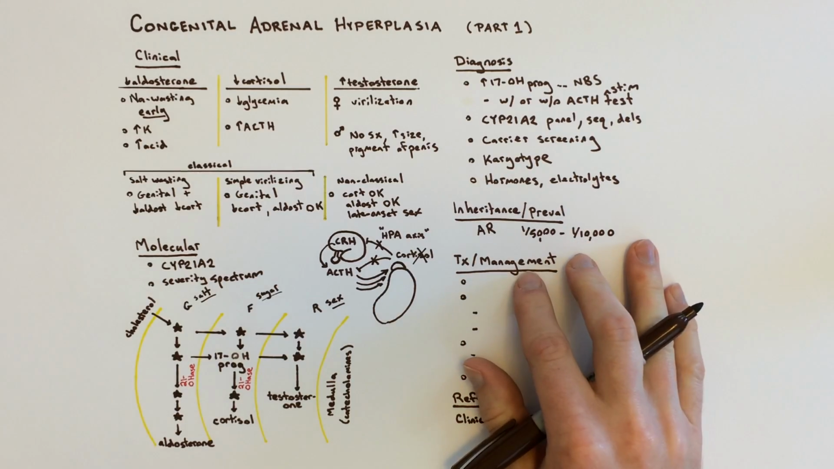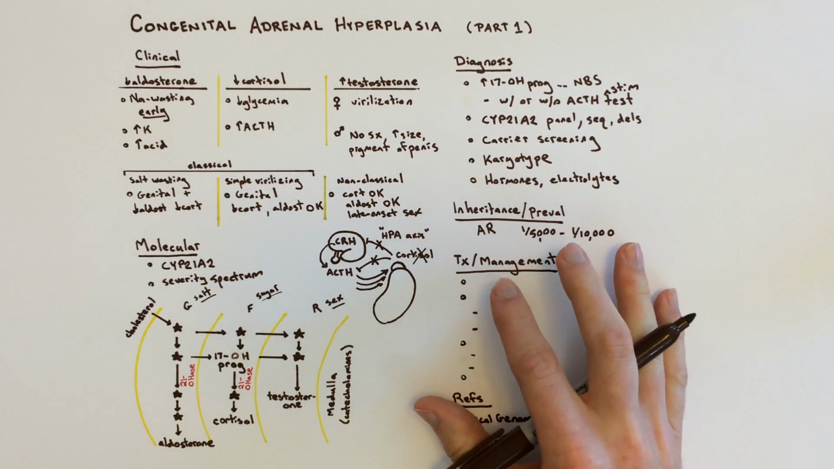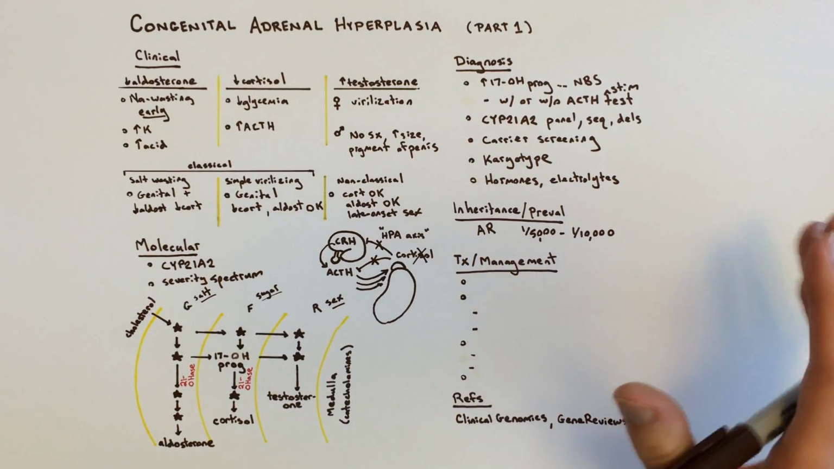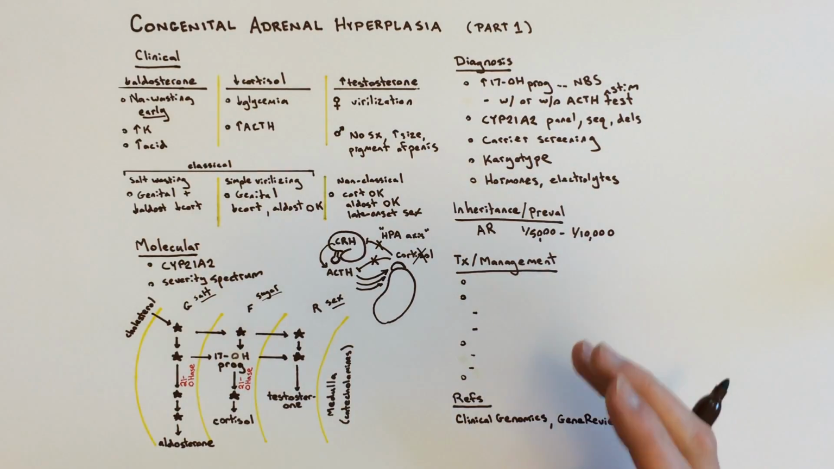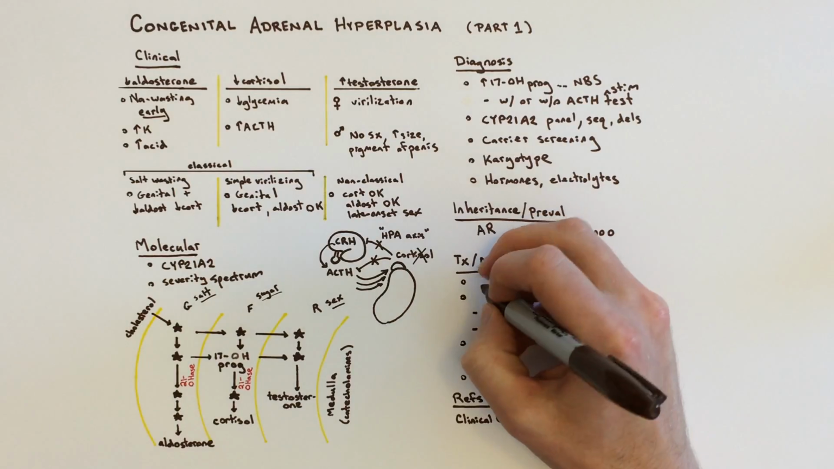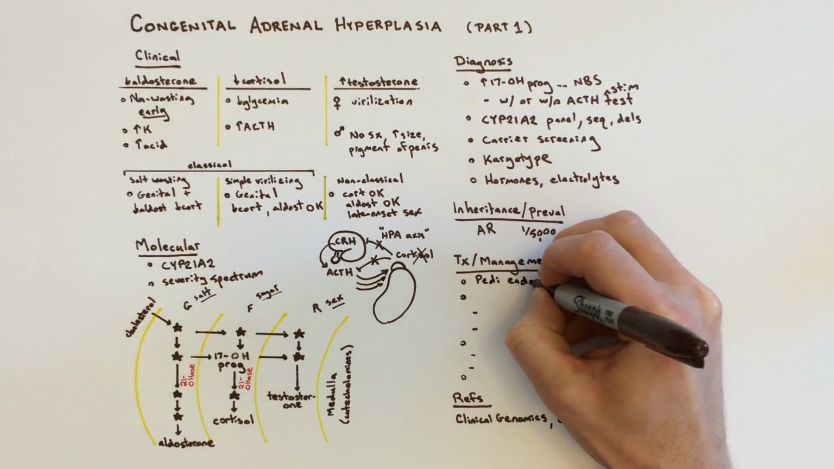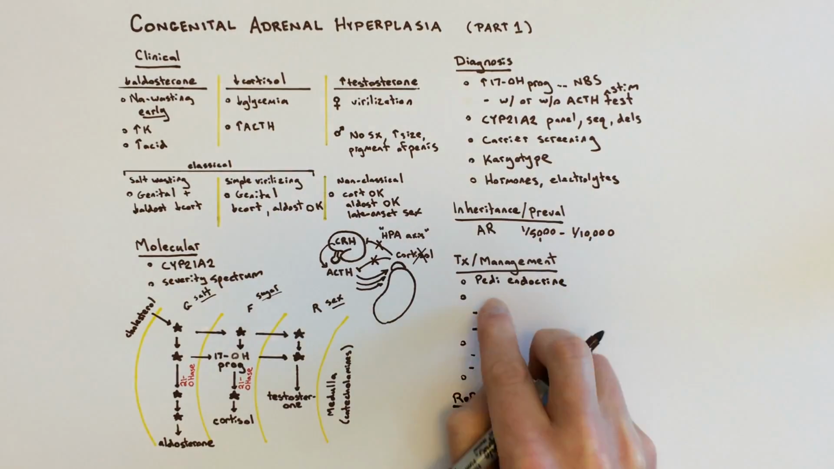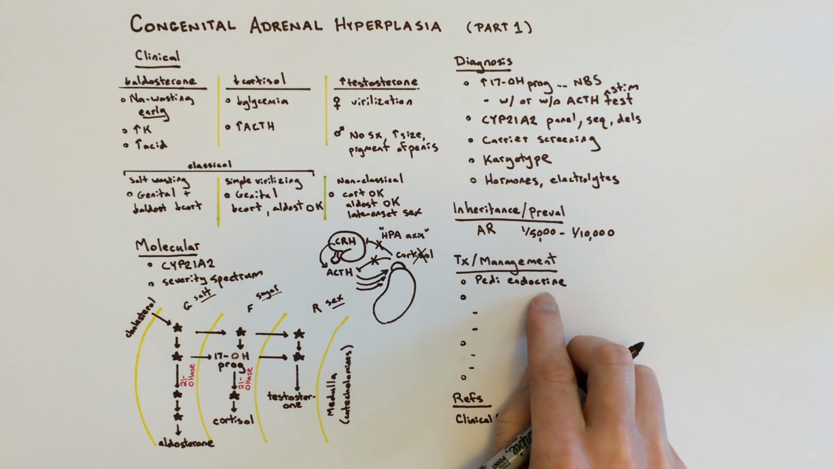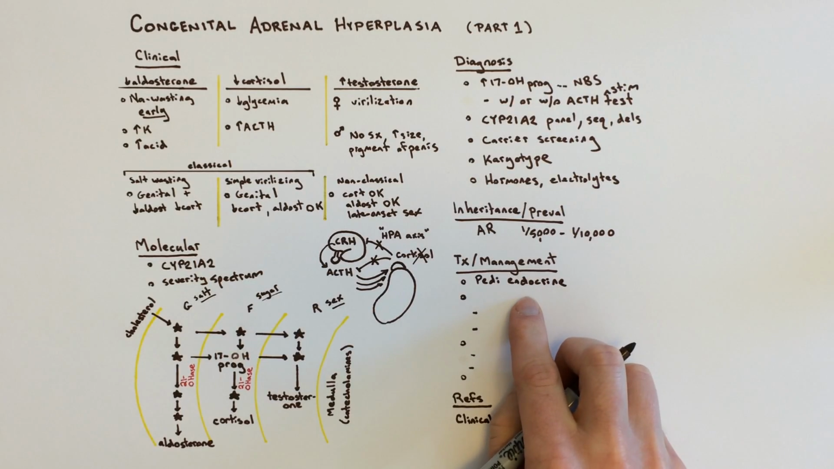All right, so how do we treat and manage the condition? The great thing is that this is one of the genetic disorders that you can actually do something about, and you can actually do several things about it. So the first thing, you want to get pediatric endocrinology involved. So consult them, set the patient up to see them.